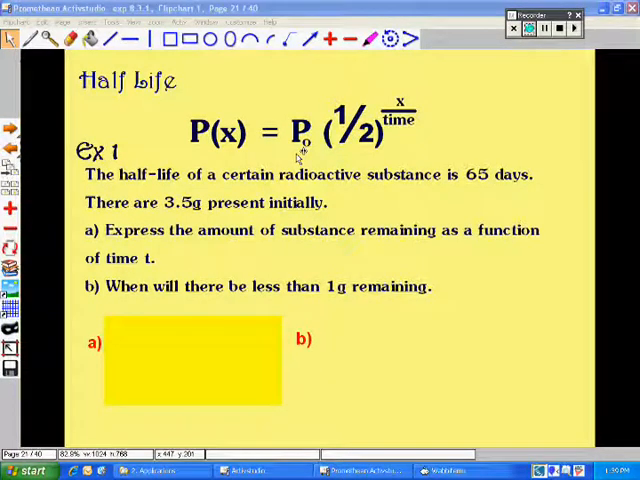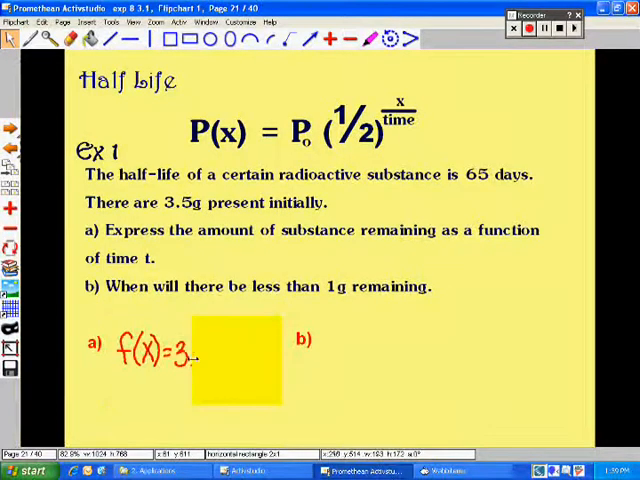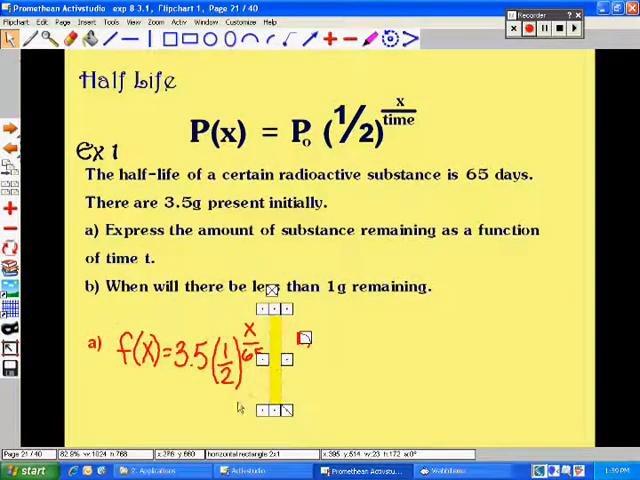This P sub 0 means initial. Anything sub 0 is a clue to you that that means the initial. So here there are 3.5 grams present initially. Part A says express the amount of substance remaining as a function of time t. So here we have f of x equals 3.5, the initial amount, times 1/2 to x over 65. In terms of time t, this x should be a t. That means it's in terms of time.